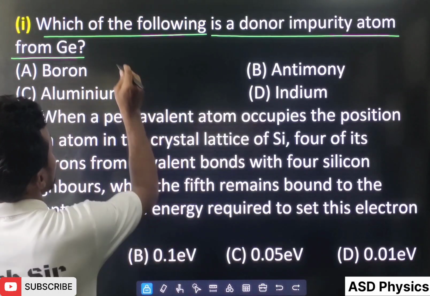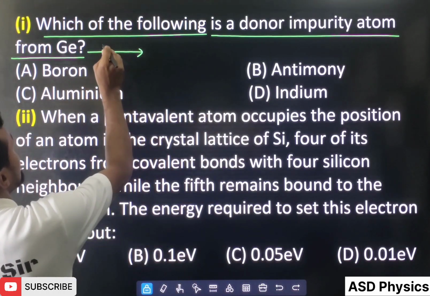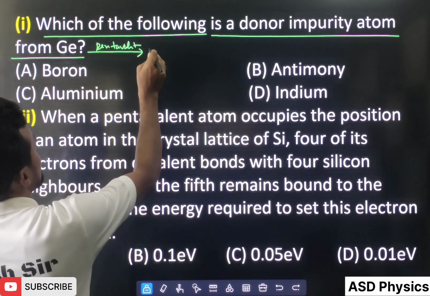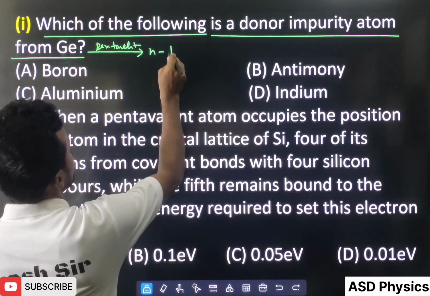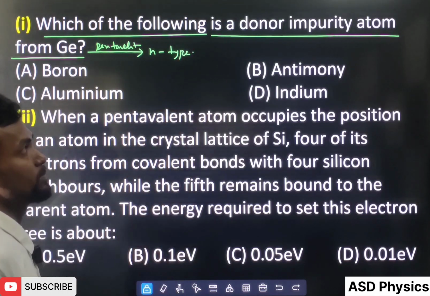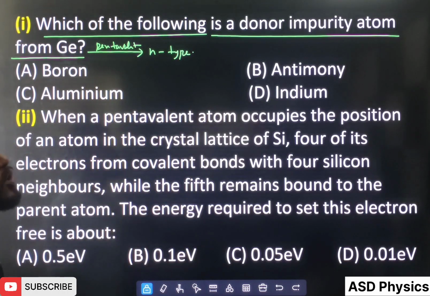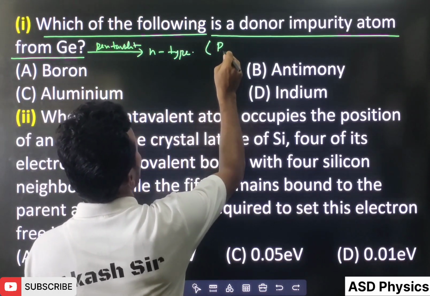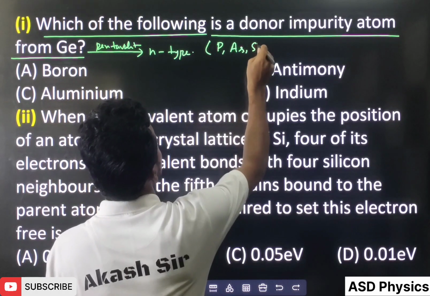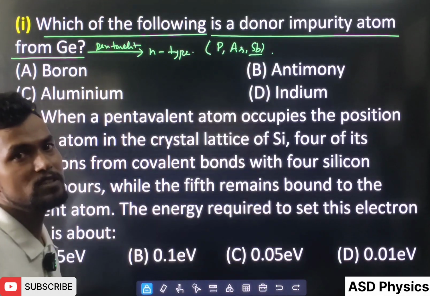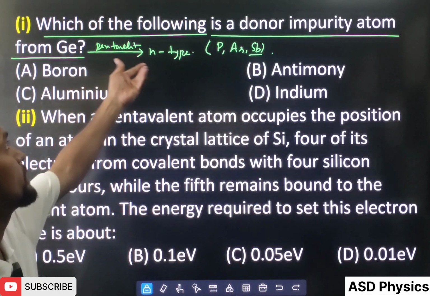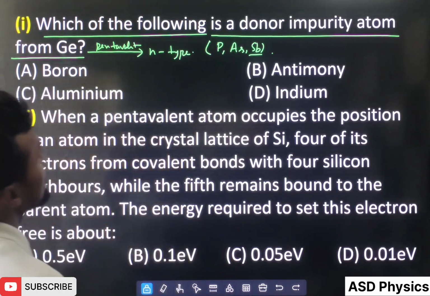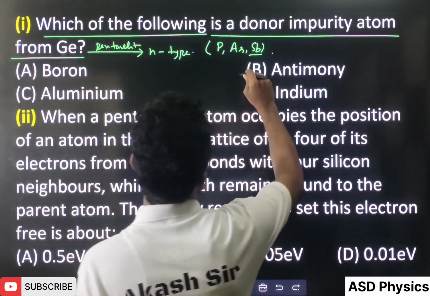When this doping is done by a pentavalent impurity, it will become an N-type semiconductor. And that is called which impurity? Donor impurity. This pentavalent impurity is phosphorus, arsenic, antimony. When we are doping with phosphorus, arsenic or antimony, pentavalent impurity means in their outermost shell 5 electrons are there. So they are asking for a donor impurity. Now which option is correct here? The correct option is antimony.